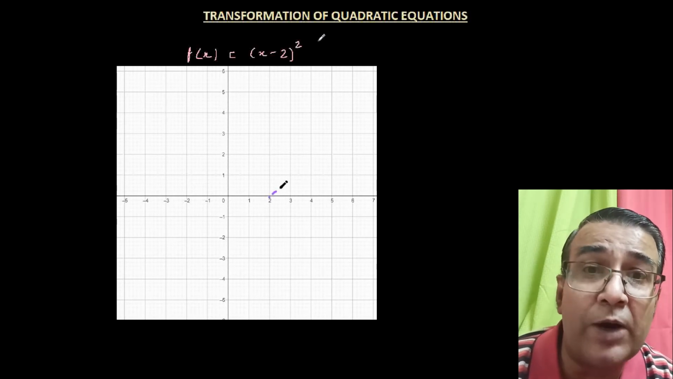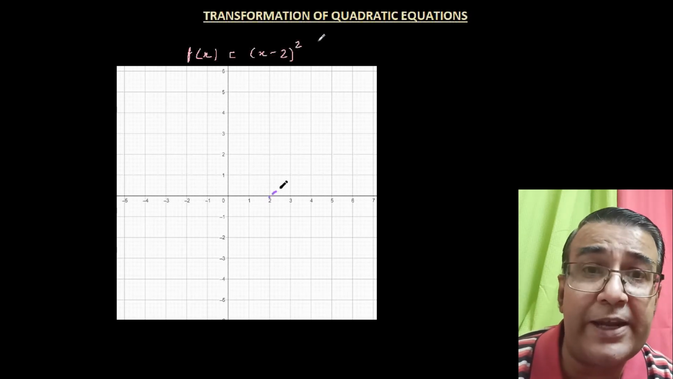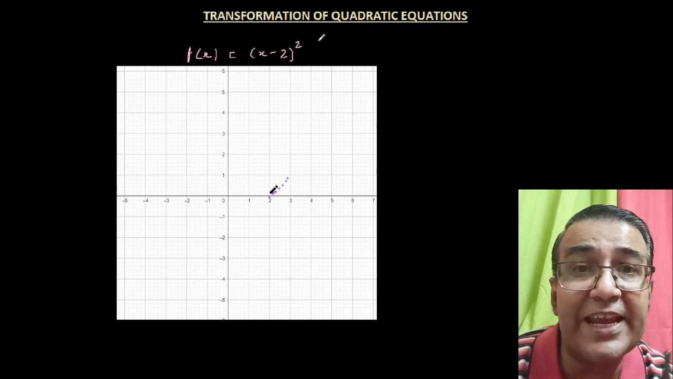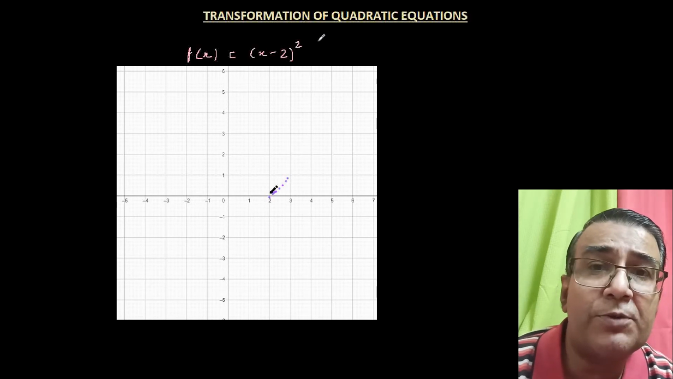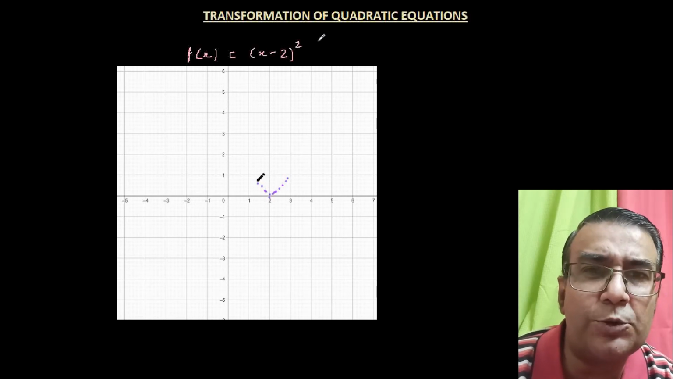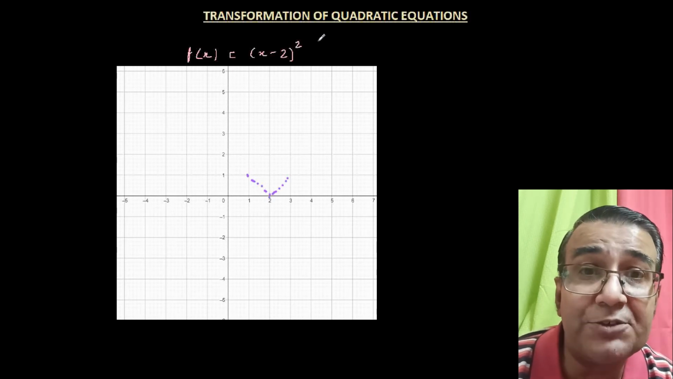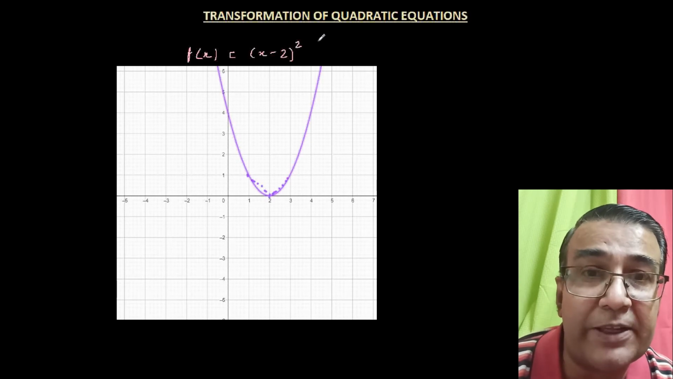And then the point (1, 1) that we had, that also will shift 2 units to the right. So that will become (3, 1). And the other point, which was (-1, 1), will again shift 2 units to the right, which will come at (1, 1). So the graph should go somewhere from here. And if we actually plot the graph, yes, it does go from there and it looks something like this.